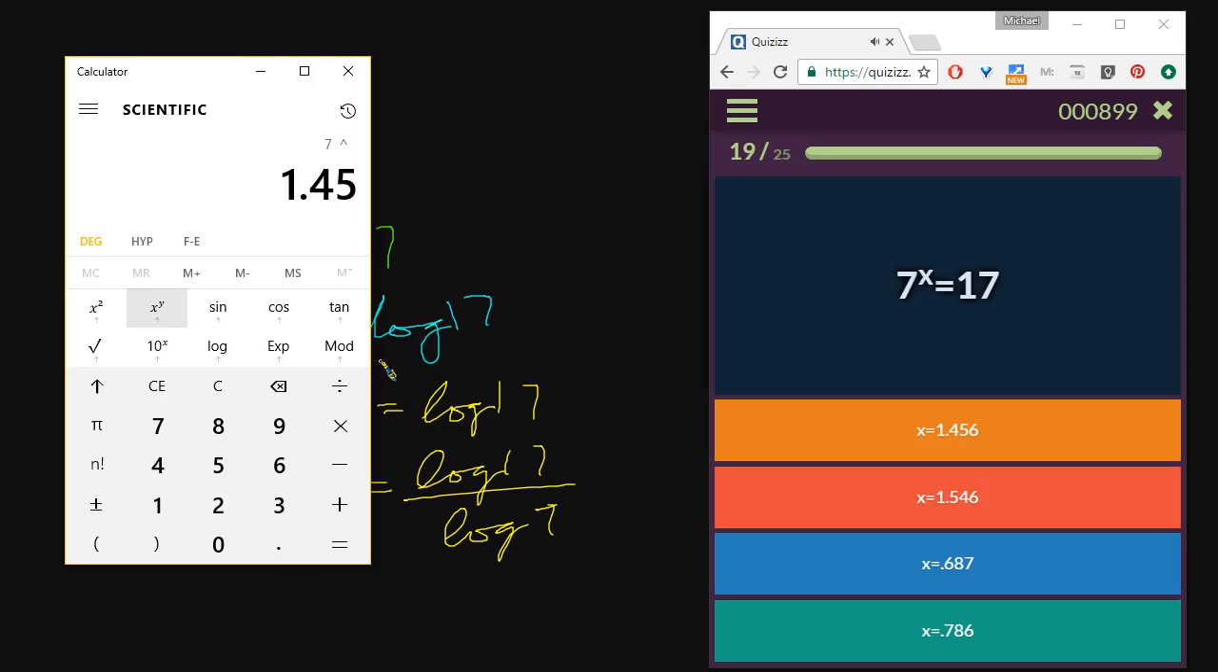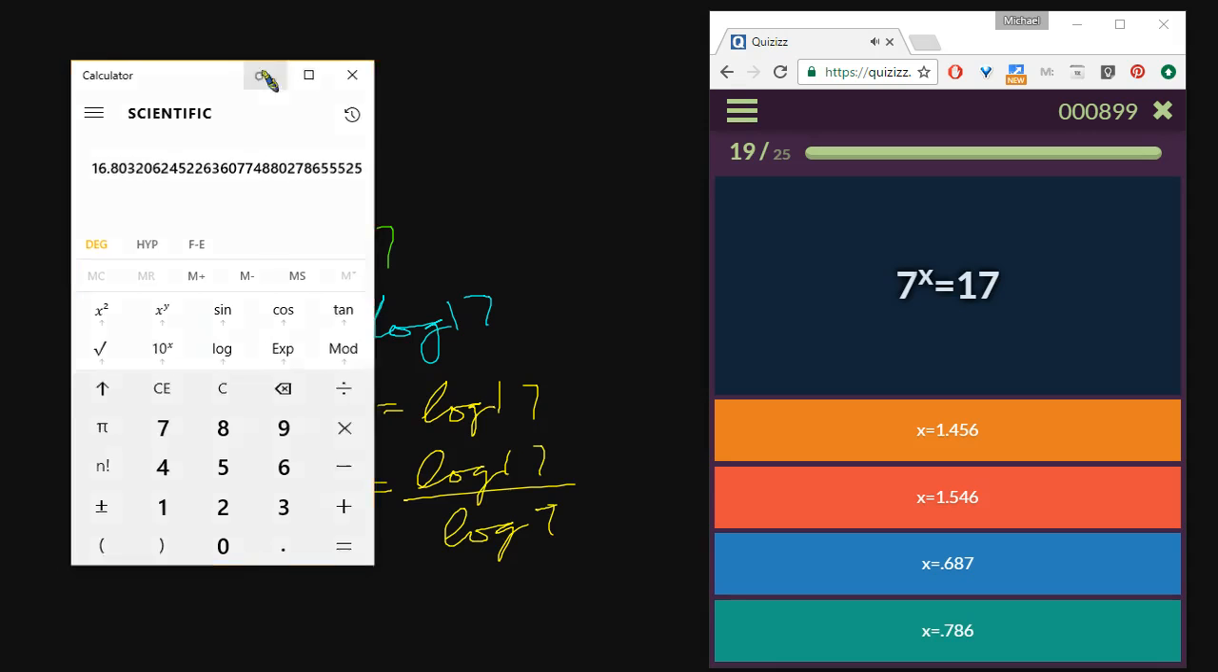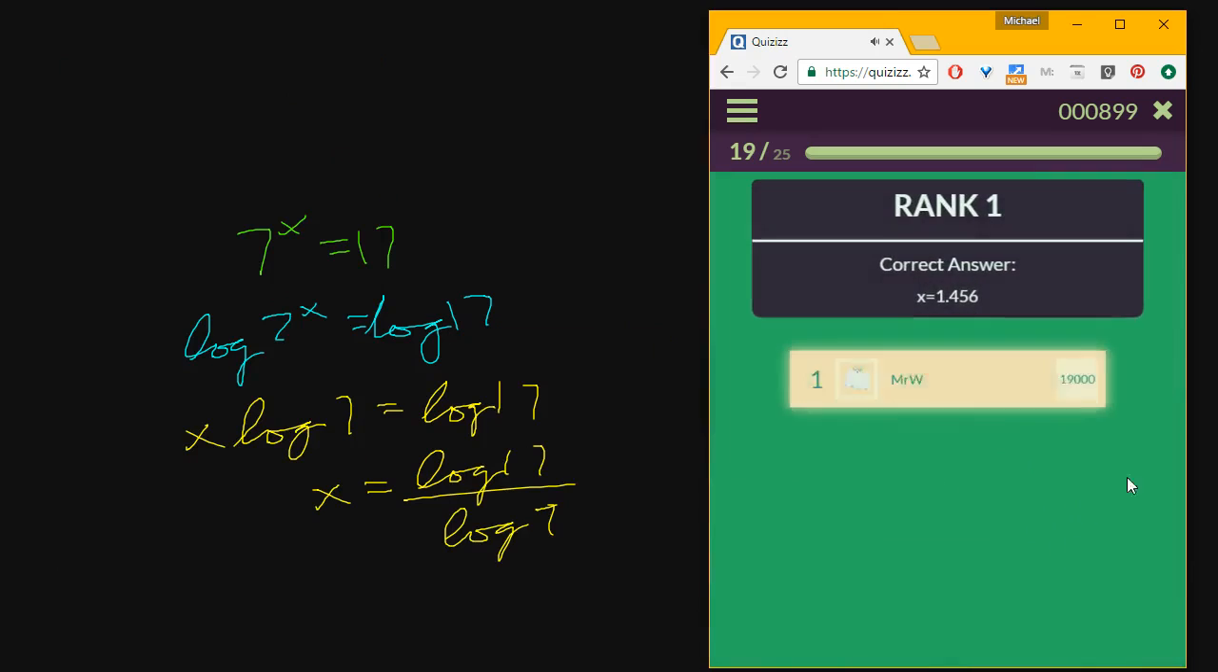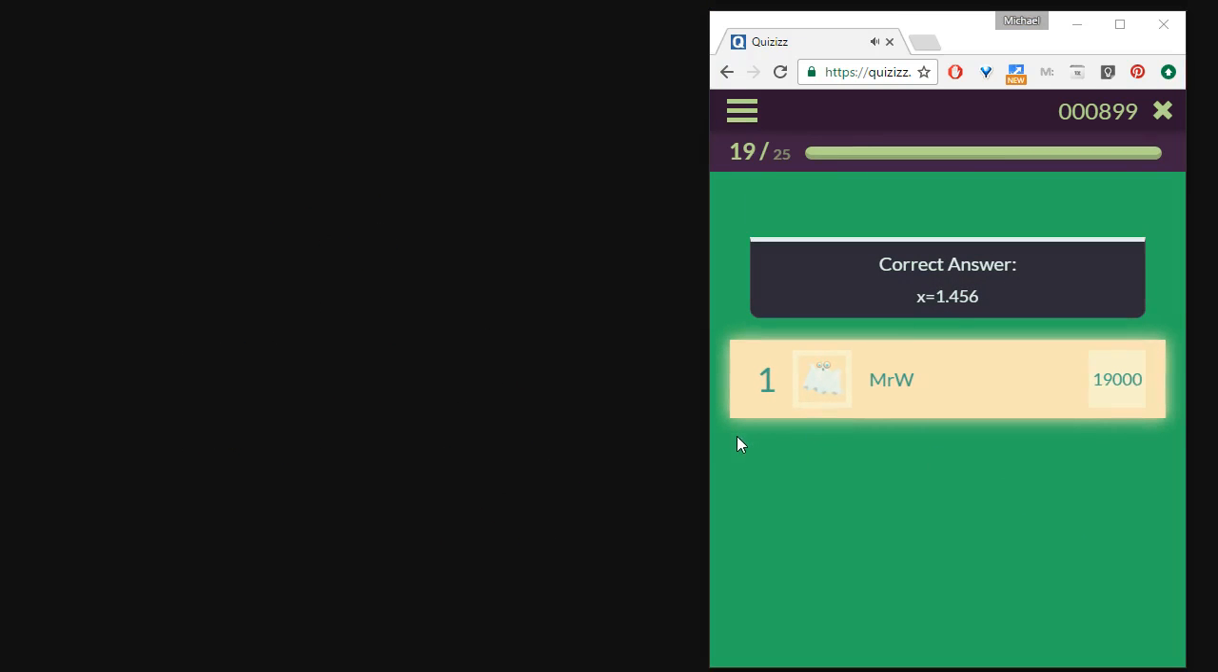Again, I did this button in case you didn't catch it. And then I say equals. And that gets me 16.8, which is not too far off from 17, so yay. Okay, so I believe it's going to be this guy.